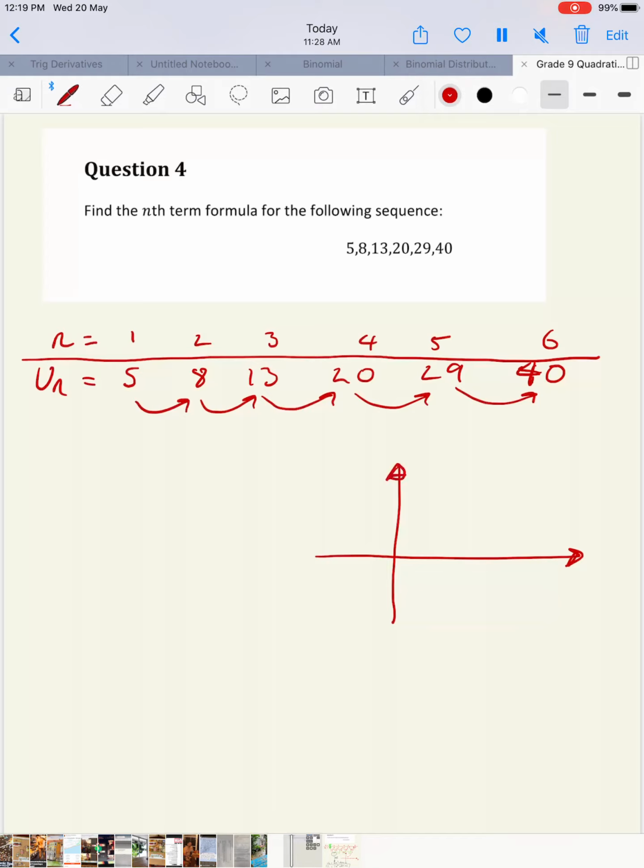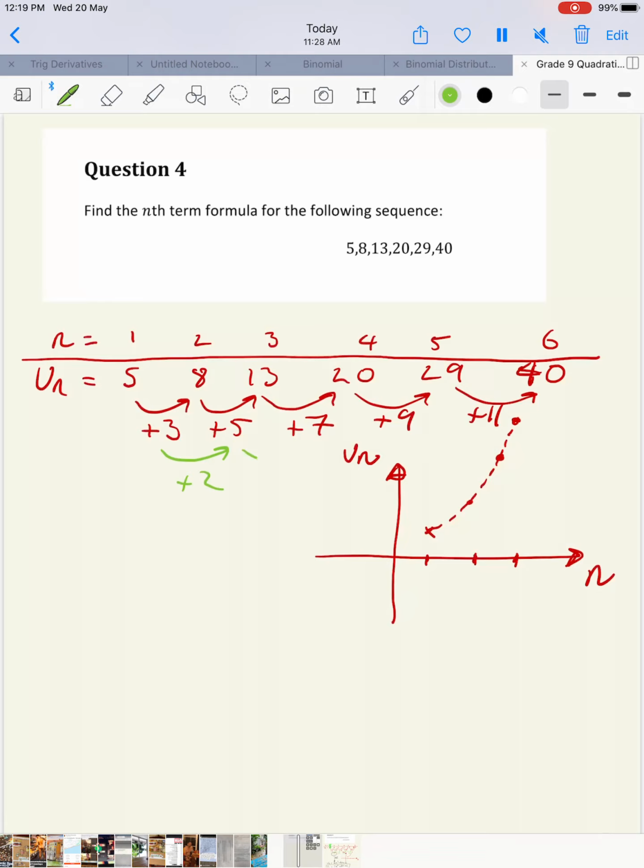Okay, and when I mentioned inputs and outputs, it's interesting to see what kind of graph this makes. So the inputs are the n, the positions, so 1 with 5, and then 2 with 8, 3 with 13. As you can see, the actual heights of the points that we plot are getting further and further away from the n-axis, okay? So it kind of gives us an idea that it's some sort of curve here. So it's definitely not a linear pattern, it's not a linear sequence. So it's not y equals mx plus c.